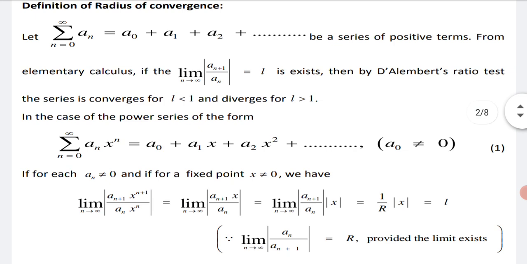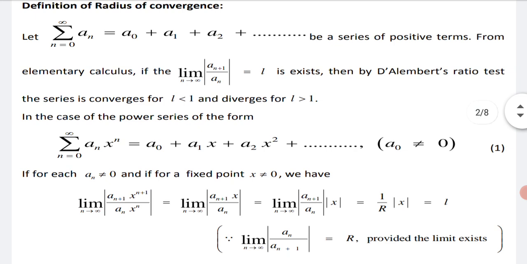In the case of the power series of the form summation an x to the power n from 0 to infinity, equal to a0 plus a1x plus a2x square and so on, where a0 is not 0, given in equation 1: if each an is not 0, and for a fixed point x not equal to 0, we have the limit of modulus of an plus 1 x to the power n plus 1 by an x to the power n as n tends to infinity, that is equal to the limit of modulus of an plus 1 by an into modulus of x, since modulus of x into y is modulus of x into modulus of y.